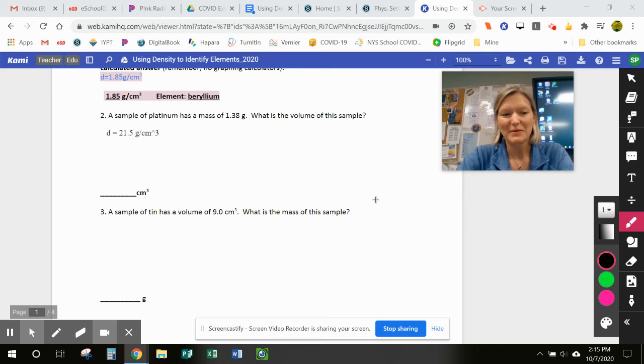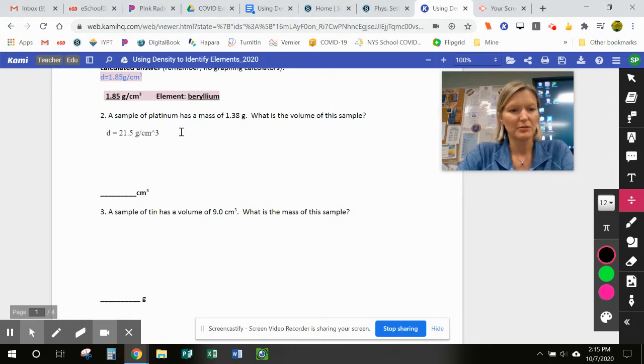Hi everyone, there seem to have been a few issues or a little bit of confusion with some of the problems and how to solve them. This is using density to identify elements. For the first problem, it gave us a mass, but I had to go and look up the density. It was in your reference table. I'm going to type the density equals mass divided by volume. That's the equation we're going to be using, okay?